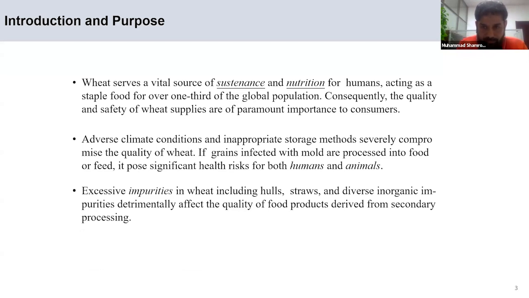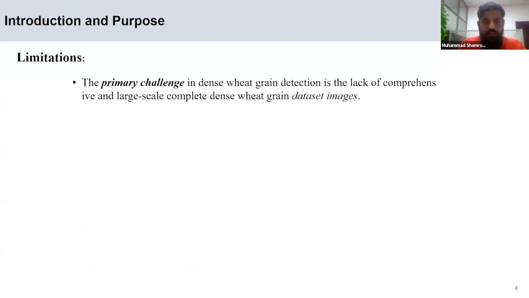Nowadays, especially on the agriculture side, if we have excessive impurities in our wheat, including hulls, straws, and diverse inorganic impurities, that definitely affects the quality of the food product and the delivery from secondary processing. So what are the main limitations in our research?